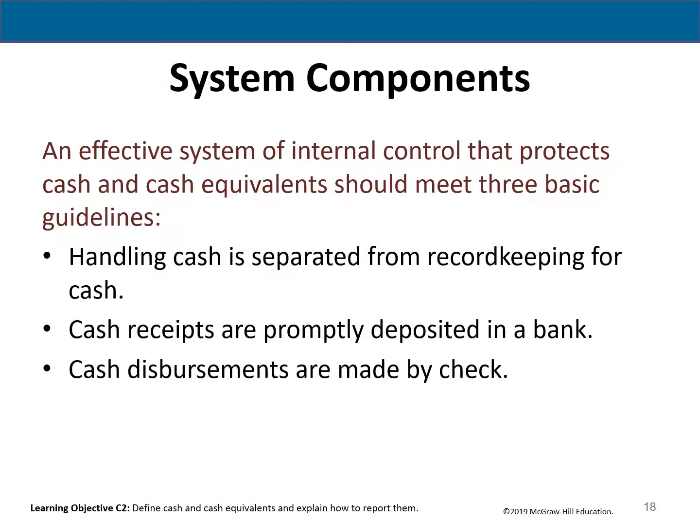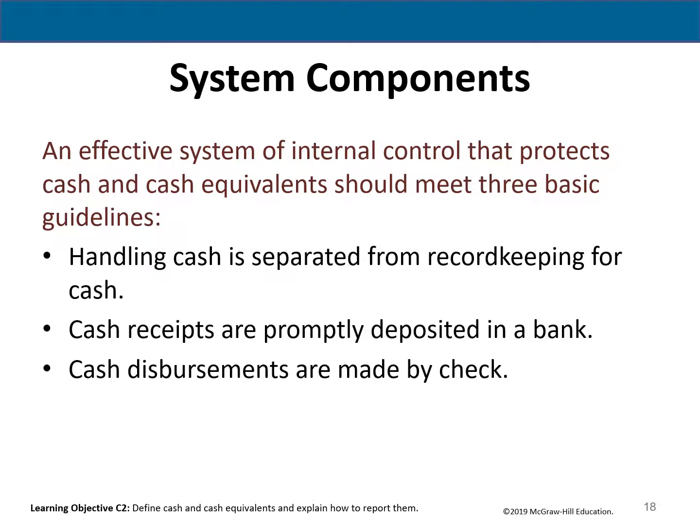Well, if you're sitting there going, well, I already know what cash is. Well, do you? An effective system of internal control that protects cash and cash equivalents should meet three basic guidelines. So this is key when it comes to cash. And cash is the asset that's most susceptible to fraud. So that's why we introduced this concept of internal controls in this chapter.